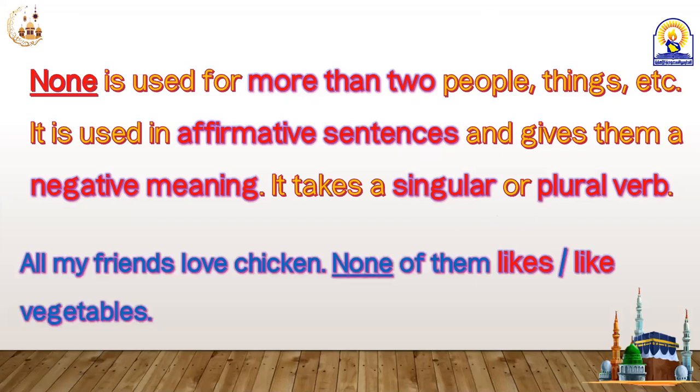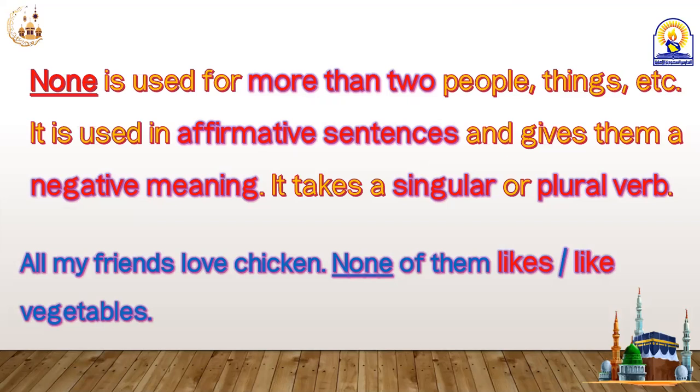Abdul Bayban, can you read? Yes. Ali. No, not Ali. Sorry. All. Okay. All my friends love chicken. None of them likes or like vegetables. Okay. All my friends love chicken. Okay, this is positive for them. They all like or love chicken. What about vegetables? None of them, none of my friends.